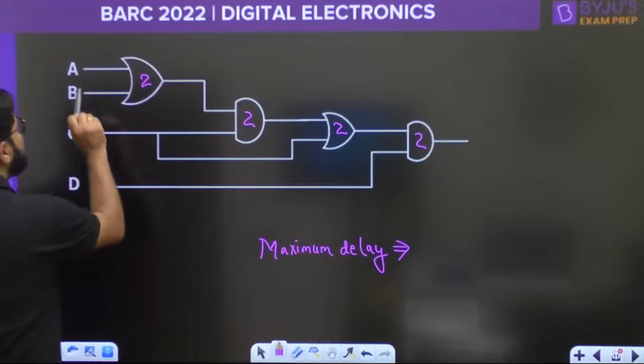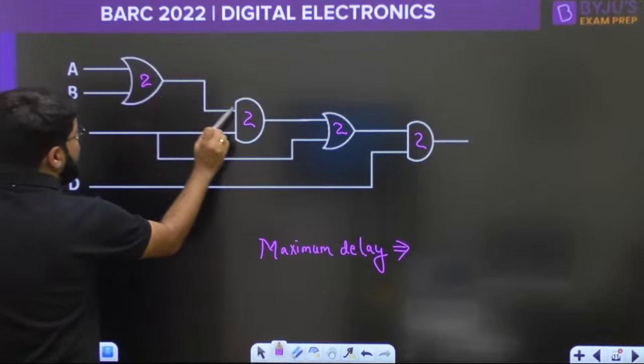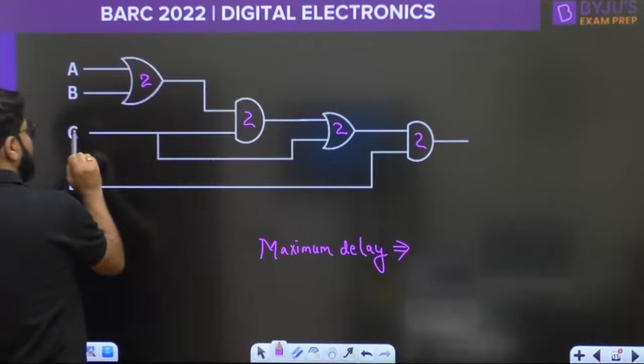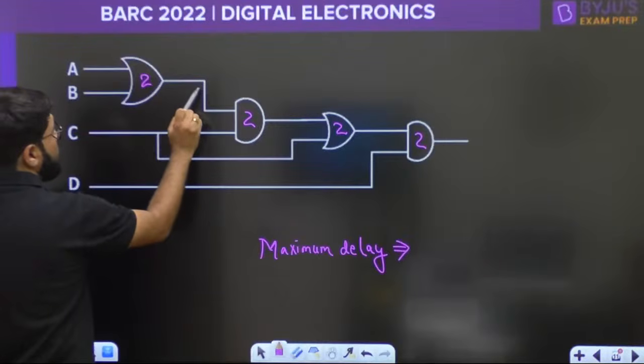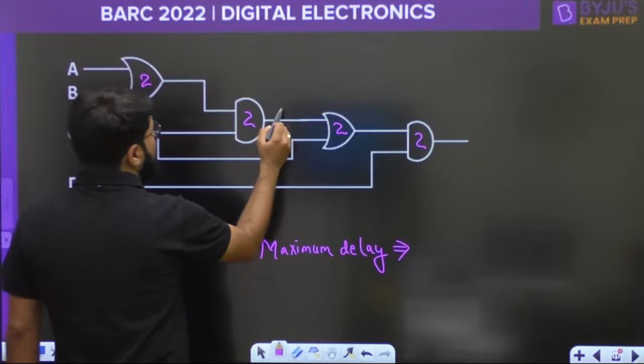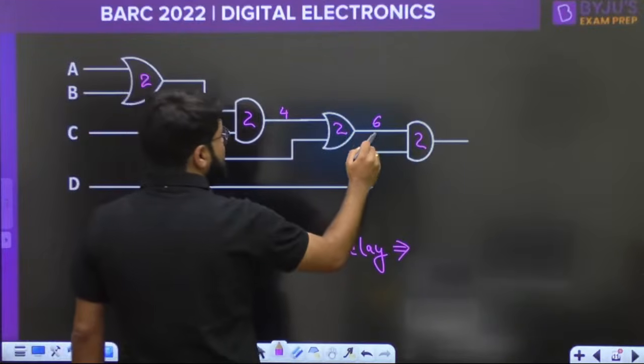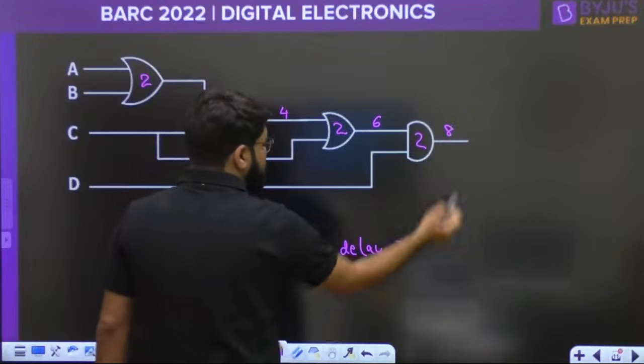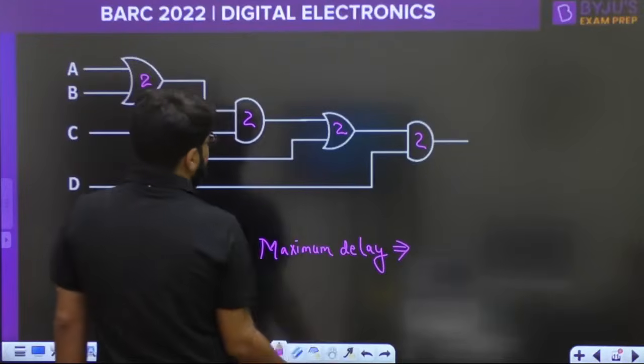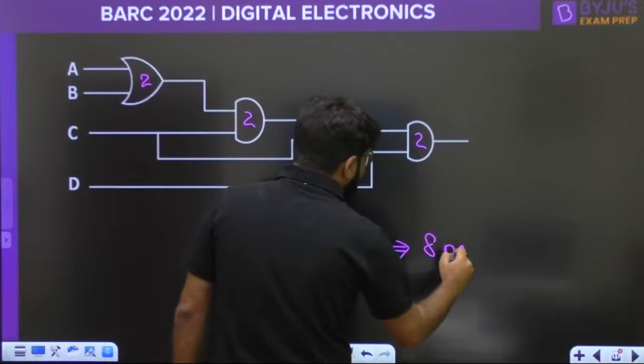Maximum delay means the first gate output has to be produced, then only the second gate will respond. Whatever the C input is, it is ready, but you have to wait here. So 2 nanoseconds here, 2 plus 2 is 4. Then you count the delay of the OR gate, so 6 nanoseconds, and for the final output to be produced, the delay will be 8. So the maximum delay of the circuit will be 8 nanoseconds.